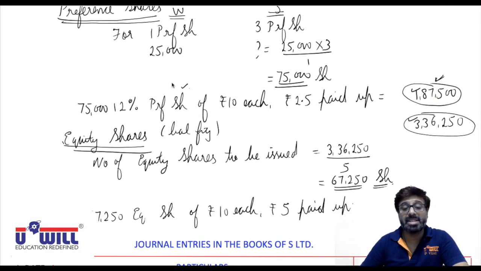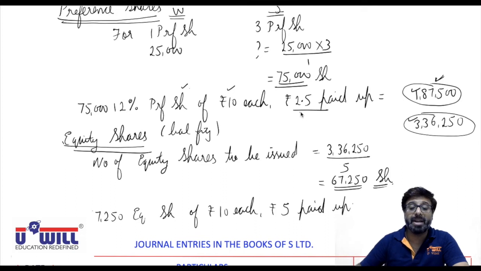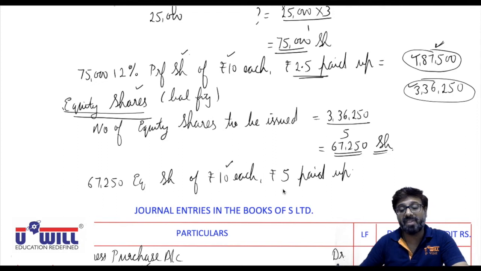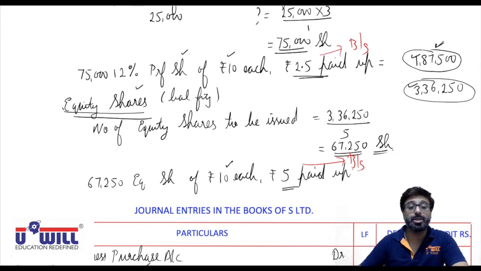187,500 of preference shares. They are given at par only but 2.5 paid up. So we have to credit share capital with 187,500 itself. Same way 336250 we are giving in the form of equity shares. Again we are giving at par only but 5 paid up. That all 2.5 paid up and 5 paid up will come in balance sheet. But in journal entry we have to credit share capital with full amount, that is 187,500 and 336250 itself.